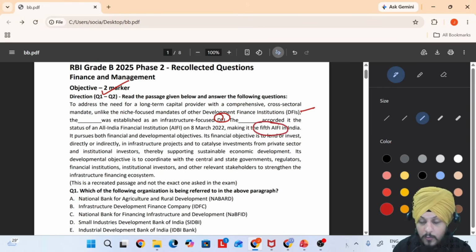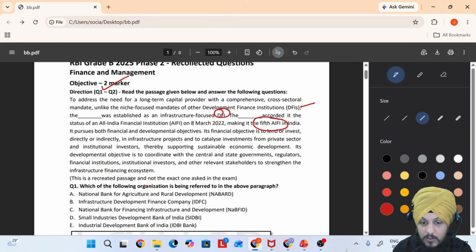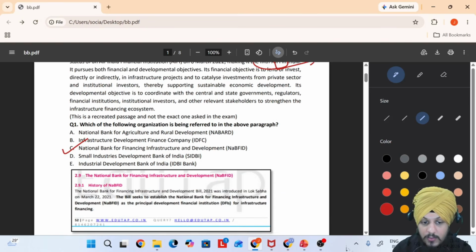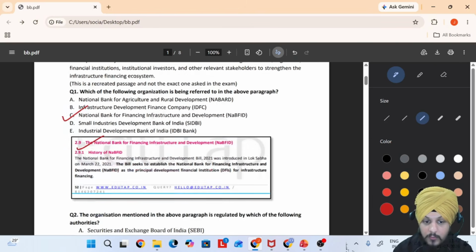Now, from here onwards, let us try to read question number one and let us see whether we are able to answer it or not. So first of all, it says which of the following organizations is being referred to in the above paragraph. So we know that the fifth All India Financial Institution that has been established by RBI, it is what? It is NaBFID, right? So C is going to be the correct answer to this question. And you can see it was also covered as a part of the EduTap course. I have added the snippet over here.